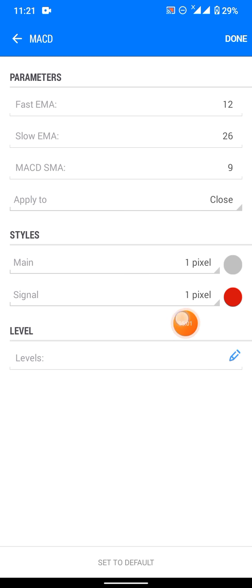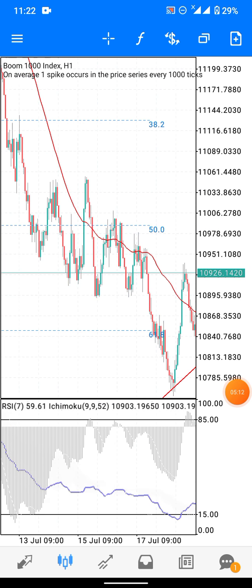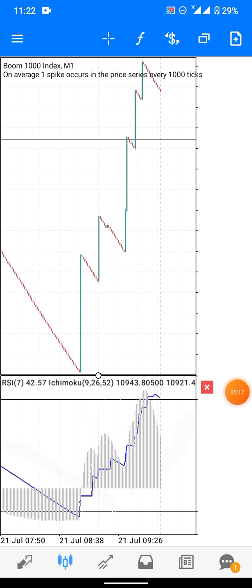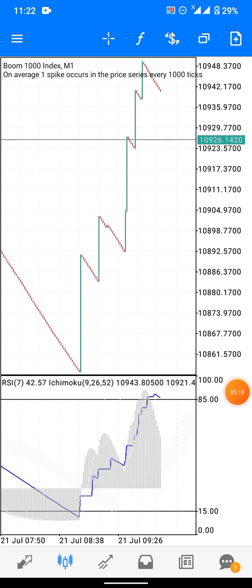Okay, the default is on red, but change it to white. The background color: if your background is black, change it to black; if your background is white, change it to white. So we are going to press done. Okay, so this is our setting. Don't forget to switch to the 1 minute time frame and know your trade.